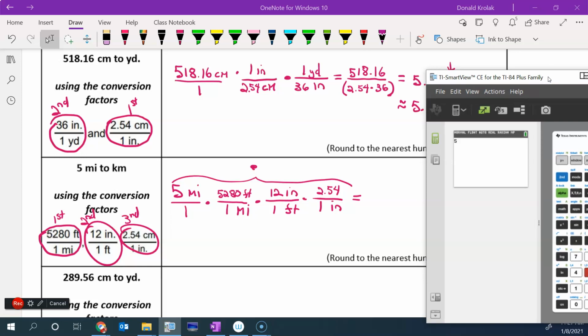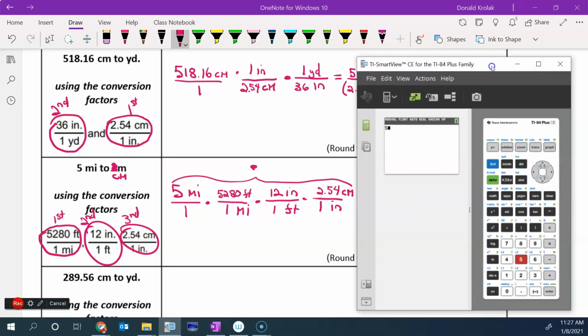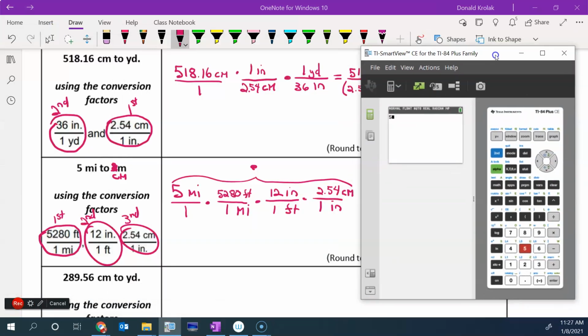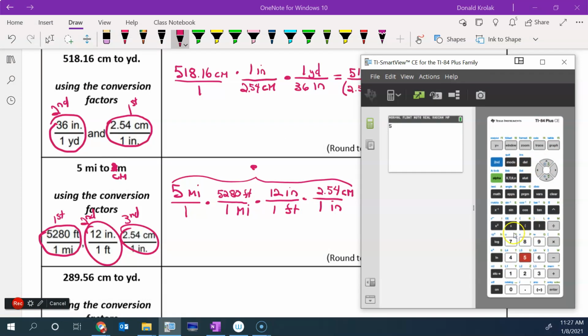Oh, I only got it in centimeters. Oh, I know what I did. I changed this to centimeters. Otherwise, we'd have to keep going. That's right. Change that. I forgot to tell you. So it's going to be like 80,000 centimeters.